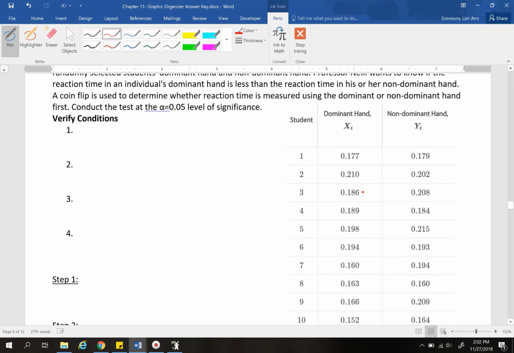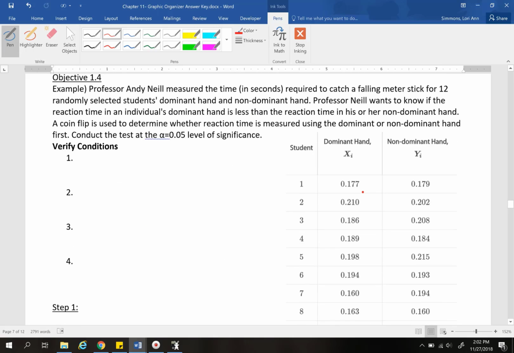Let's look at an example. Professor Andy Neal measured the time in seconds required to catch a falling meter stick for 12 randomly selected students' dominant hand and non-dominant hand. Professor Neal wants to know if the reaction time in an individual's dominant hand is less than the reaction time in his or her non-dominant hand. A coin flip is used to determine whether reaction time is measured using the dominant or non-dominant hand. Test the claim at the alpha equaling 0.05 level of significance.